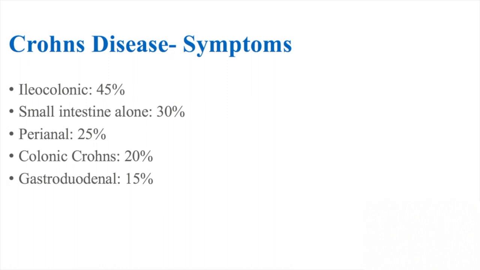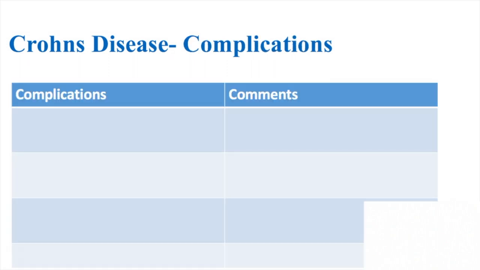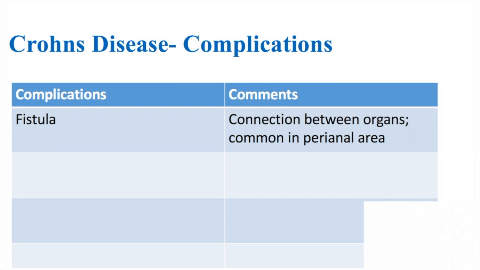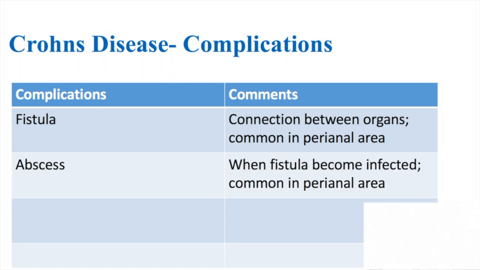Now, like UC, there are complications associated with Crohn's disease. One of them is obviously the fistula, like I mentioned before. This is a connection between two different organs, mainly it could be the bladder and the colon. It could be the colon and the colon in two different parts. It could be the colon and the small intestine. It's very common within the perianal area to have these fistulas. You can develop an abscess as well. This is when the fistula actually becomes infected, and you have this big ball of infection that's within the GI tract or outside. This is very common within the perianal area as well.